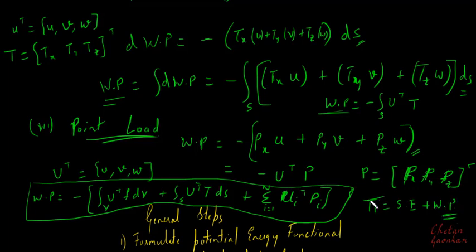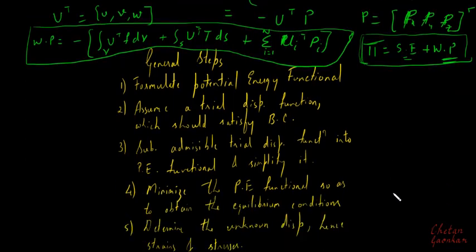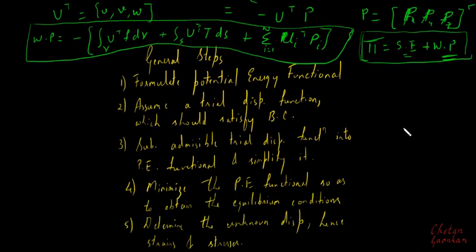Alright, so we have seen how to calculate the strain energies of the structure, we have seen how to calculate the work potential for different types of loading in a structure. And once we are able to formulate this statement, we can follow these general steps and we can complete any problem in Rayleigh Ritz method. Alright, these are the steps which we will be following.